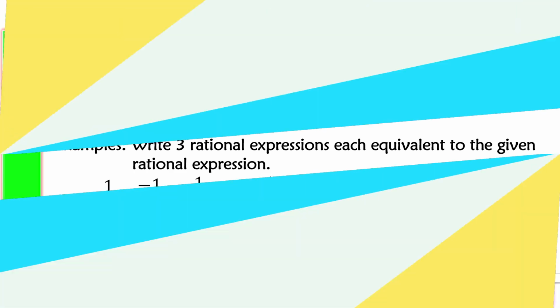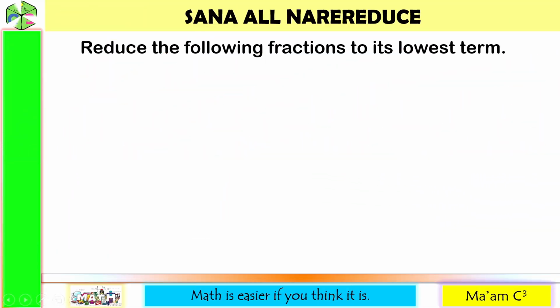Let's have an activity. Sana all na-reduce. Reduce the following fractions to its lowest term. First one, 12 over 15. Both are divisible by 3. 12 divided by 3 is 4, and 15 divided by 3 is 5. So 12 over 15 is the same as 4 over 5.